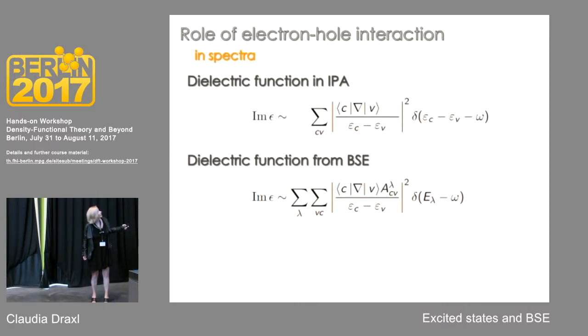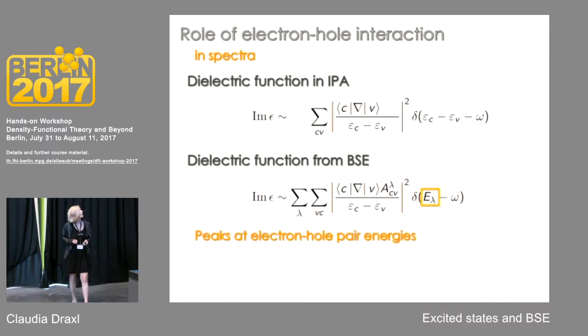So now, looking at the dielectric function that you get from the Bethe-Salpeter equation, it looks very similar, but there are two distinct differences. One is that the peak positions obviously are not anymore at the distance between valence and conduction bands, but they are now at the energies of the electron-hole pairs. So what you could expect going from this approximation to the real thing is that your peak positions would shift.